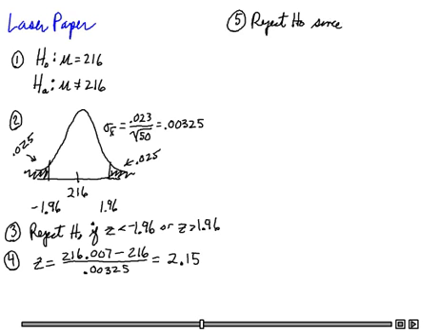Since 2.15 is greater than 1.96, we conclude then that the machines need adjustment.